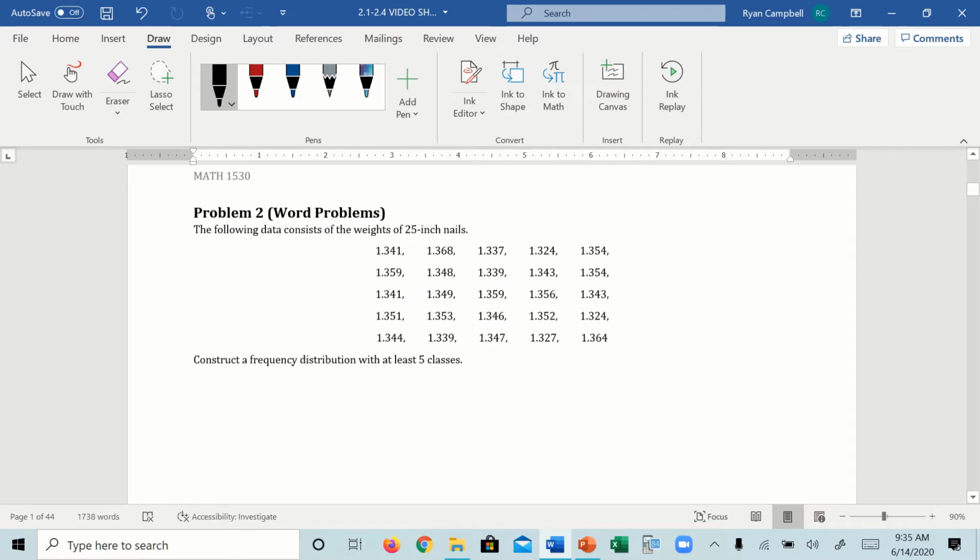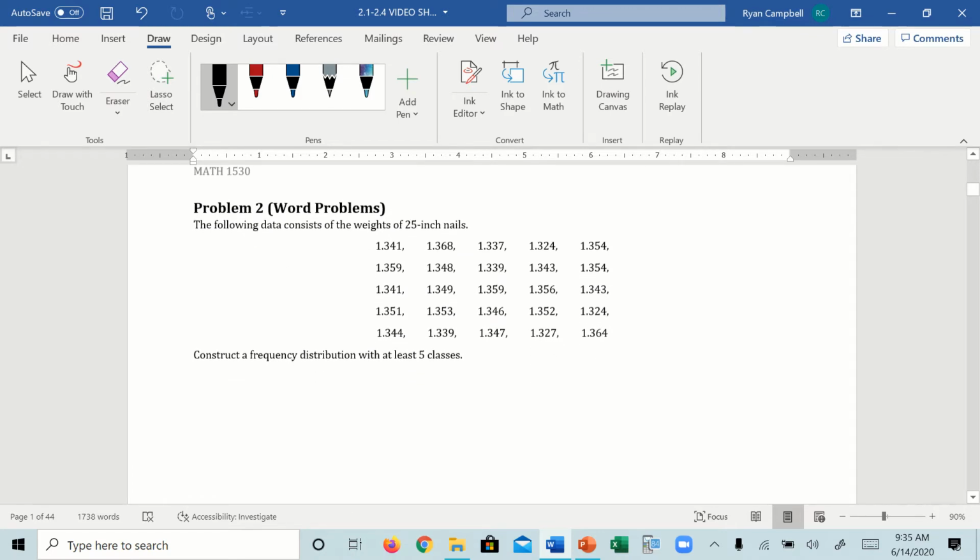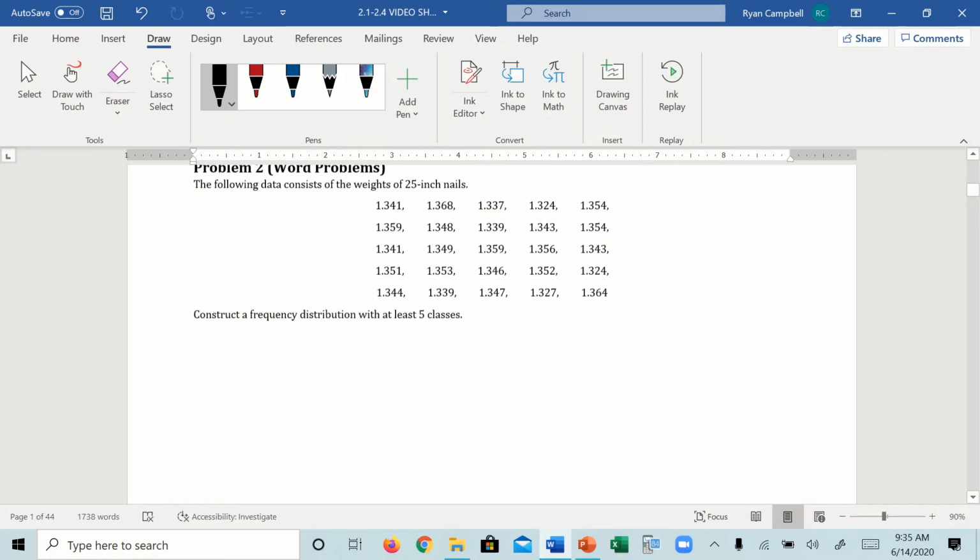Okay. So now let's look at problem number 2. So let's put it all together. So a lot of words, let's explain what all of that means. So the following data consists of weights of 25-inch nails. So construct the frequency distribution with at least 5 classes. Okay, so step 1, we need to have a starting lower class limit. And then step 2 is to have a class width.